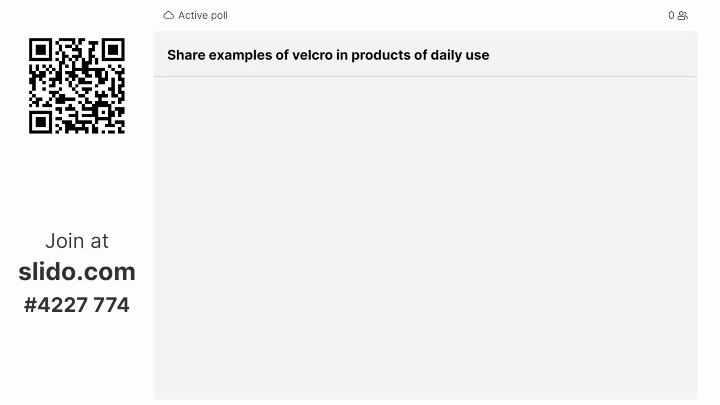Now, here comes our first question. What you need to do is take your mobile phones. If you have an internet connection, try to scan this particular QR code. If not, you can also go to slido.com and enter the hash code. And you need to share some examples of Velcro in products of daily use.